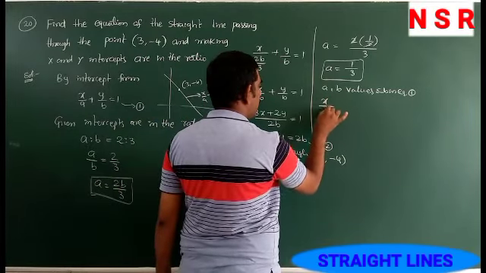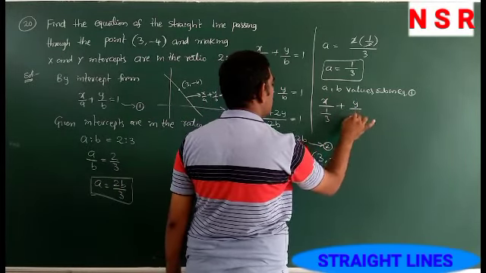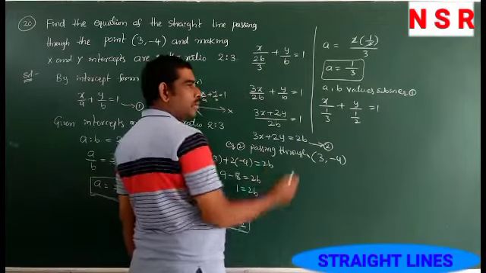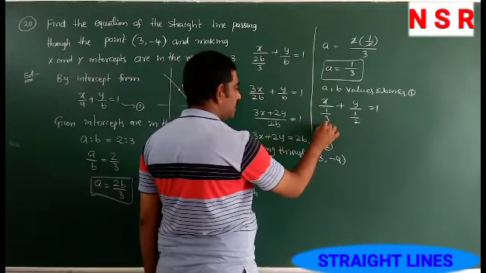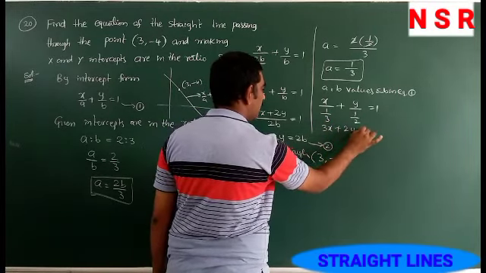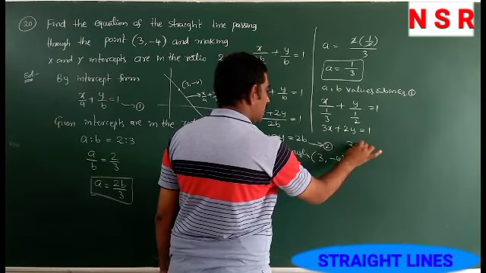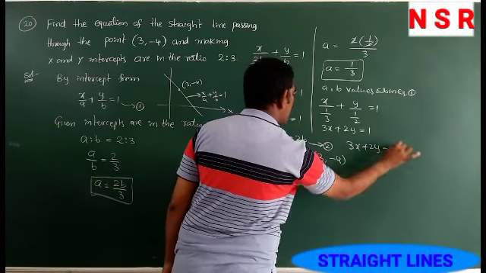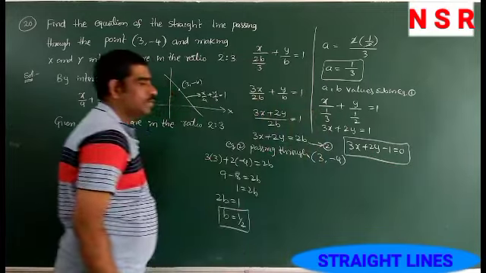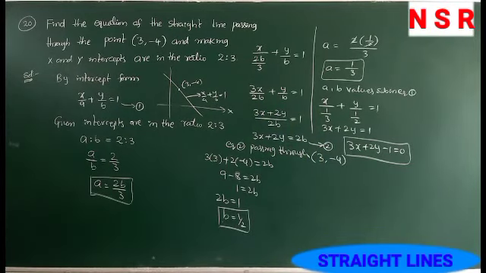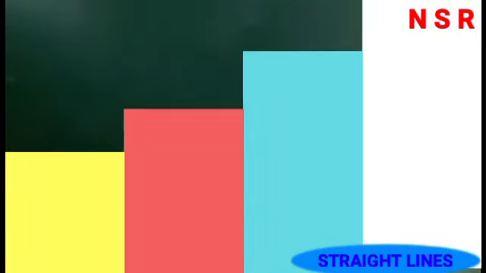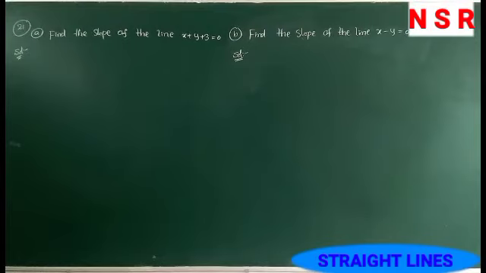Now x by 1 by 3 plus y by 1 by 2 equal to 1. So 1 by 3 and 1 by 2 are in the denominator, reverse it. So 3 into x is 3x, 2 into y is 2y, equal to 1. Now 3x plus 2y, 1 move this side, we get minus 1 equal to 0. So this is our straight line equation. So if the intercepts are in the ratio 2:3, then the straight line equation is 3x plus 2y minus 1 equal to 0.